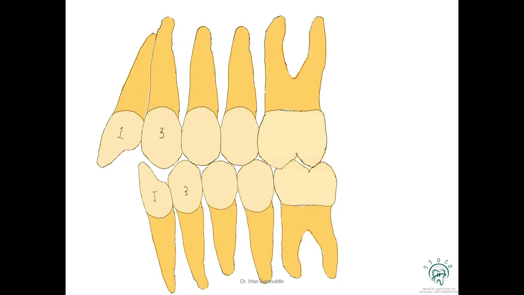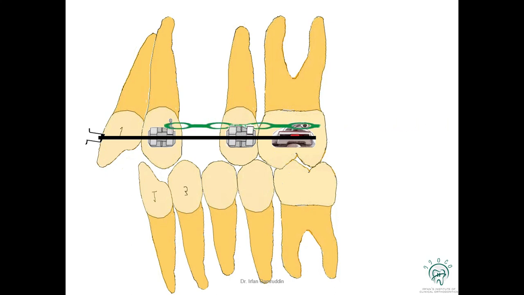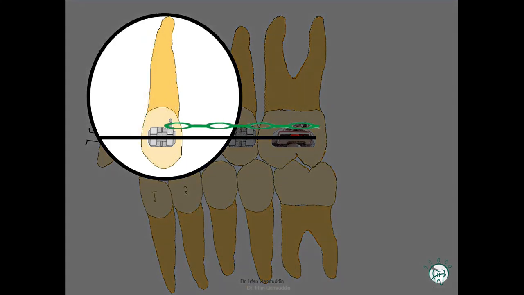For instance, this is the case of class 2 division 1, and you have planned to extract upper first premolars bilaterally and finish the case in class 2 molar relationship and canine in class 1 relationship with normal overjet and overbite. After a sequence of wires, you have reached a heavier wire and you have started to retract the canines with the use of power chain.